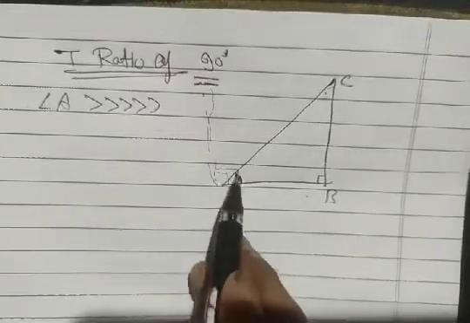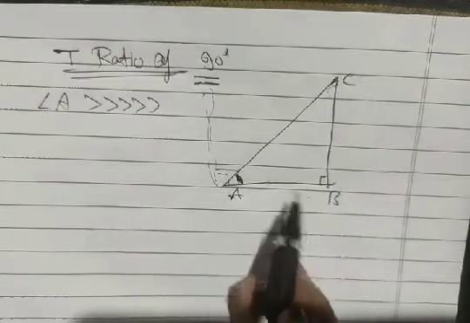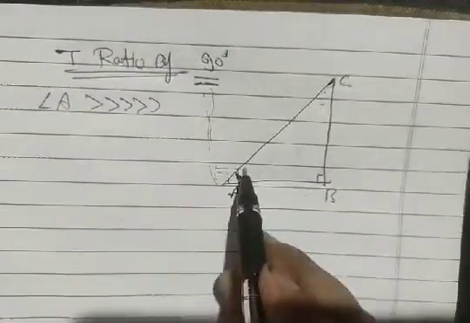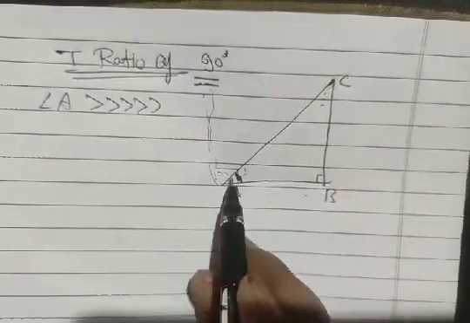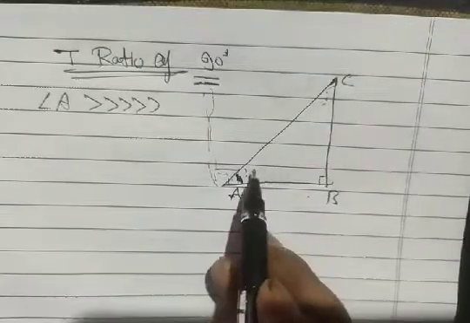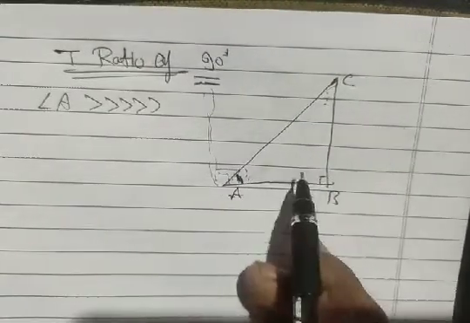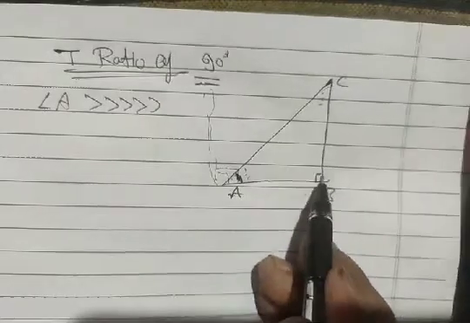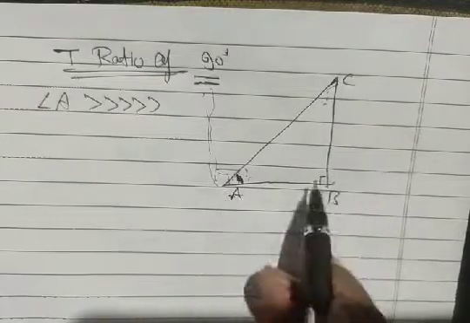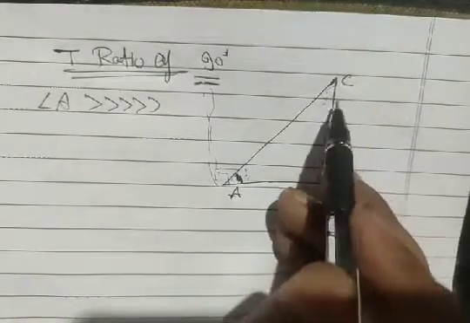Till it becomes 90 degrees there. With the increasing of angle A, angle C becomes smaller. Both are acute angles. When we increase A, there is a decrease in angle C. When angle A increases and tends to 90 degrees, and the sum of angles is 180 degrees, our C becomes 0 there.